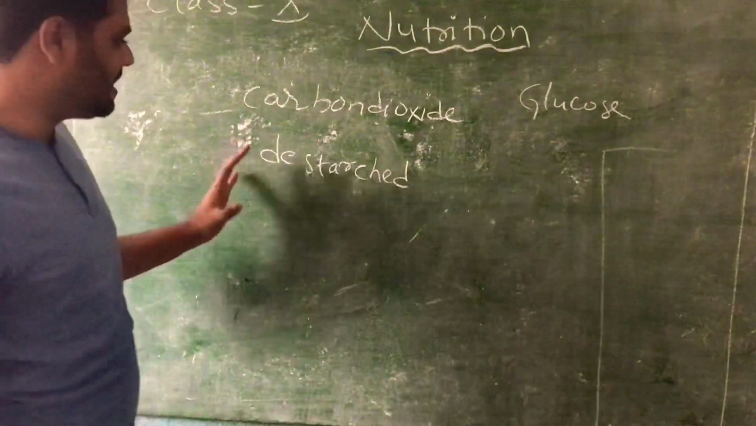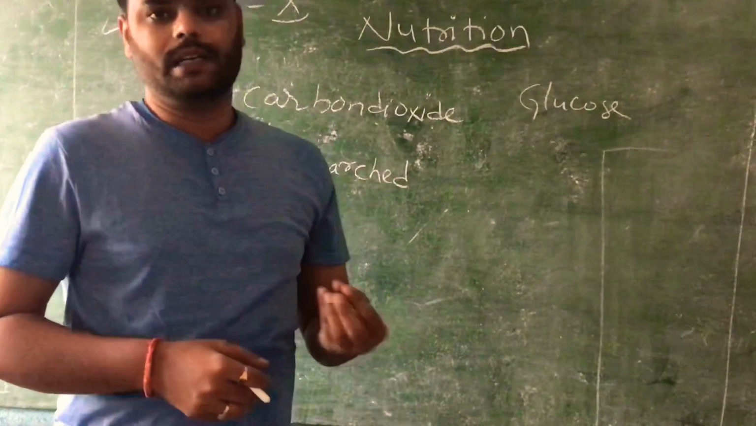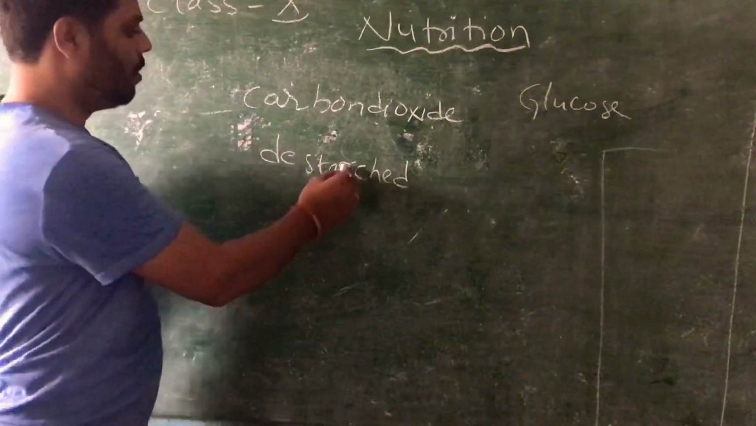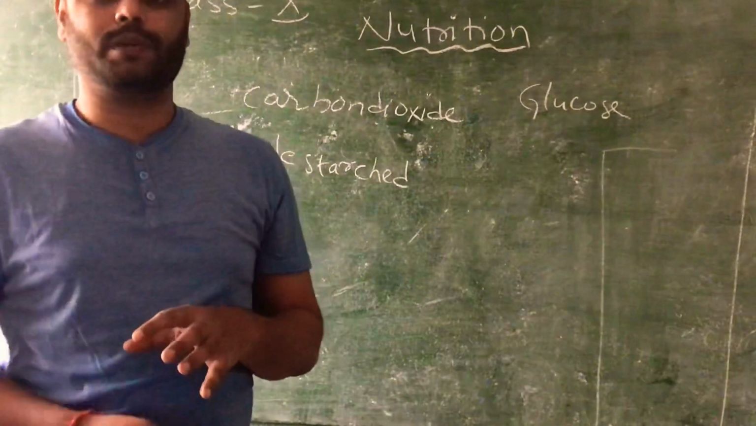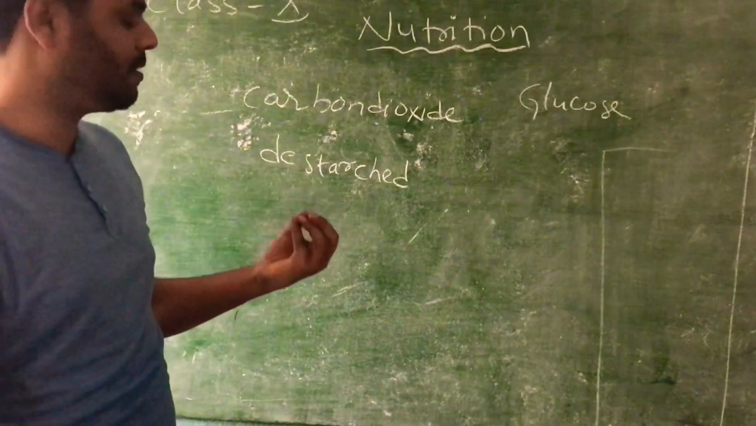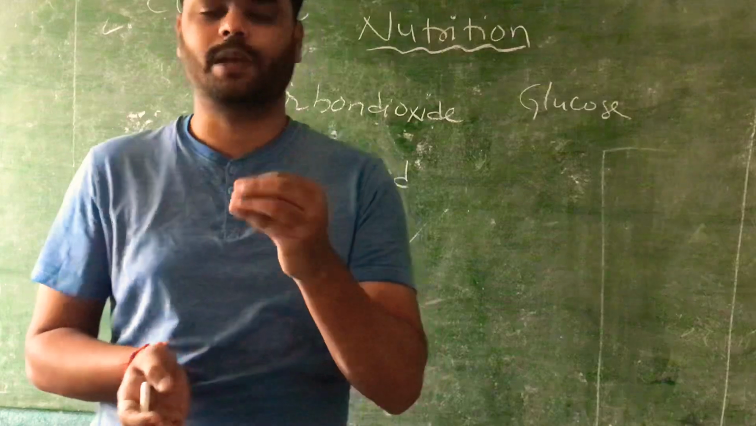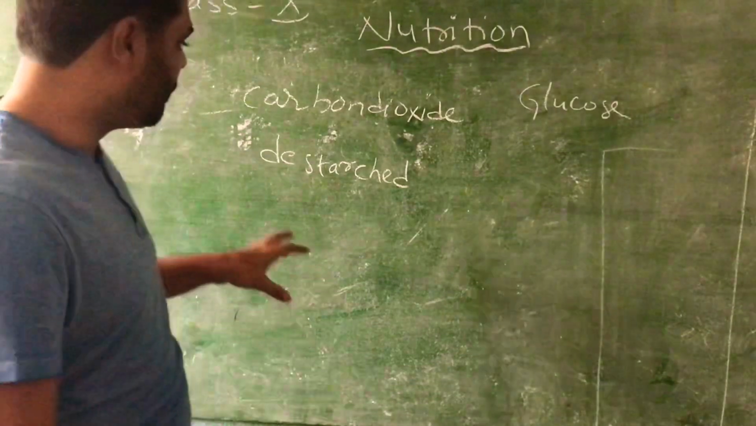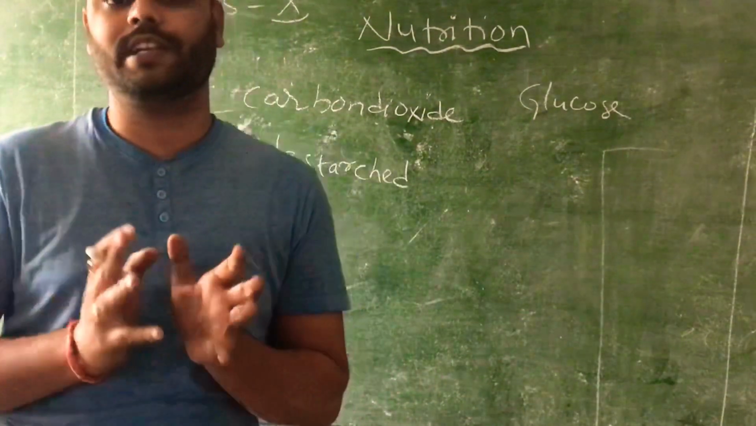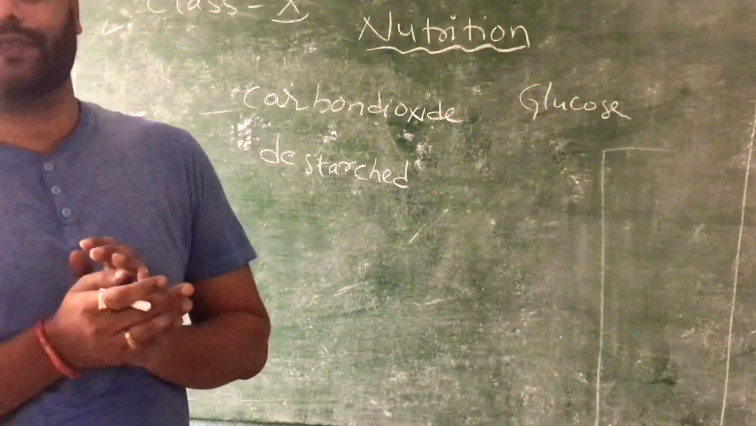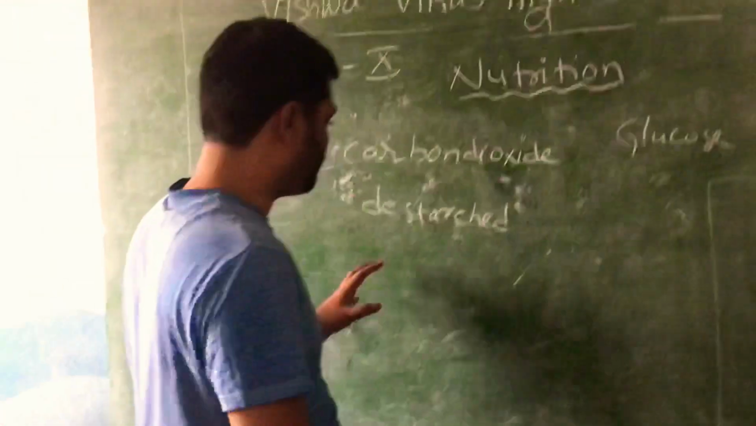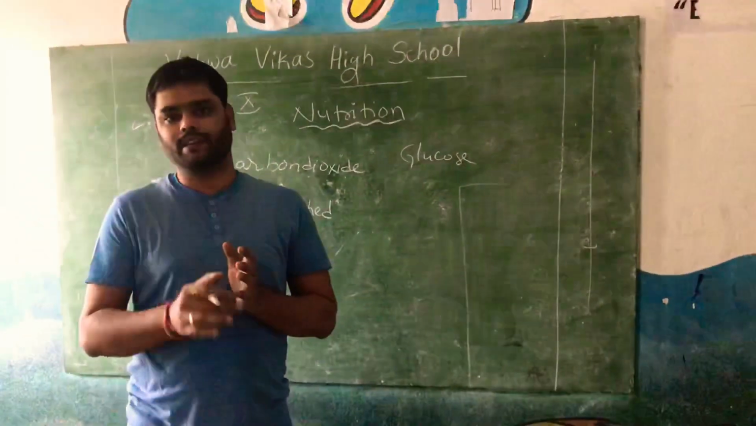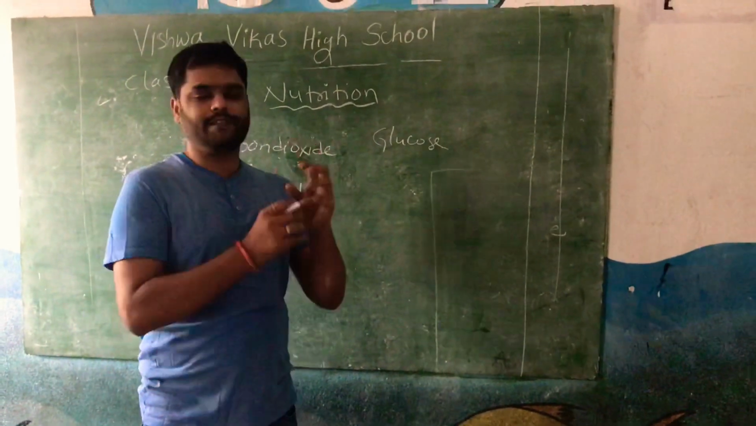Destarched means we need to remove the starch from the plant, from the leaf. How will we destarch it? Every plant will use this glucose for their growth purpose. If you are not supplying the glucose for some time, whatever starch is there will be used by them for their growth purpose. For that, we will keep the plant totally in the dark for 3 days. Then whatever starch is there inside the leaves will be used by the plant. Then the plant leaves won't contain starch.